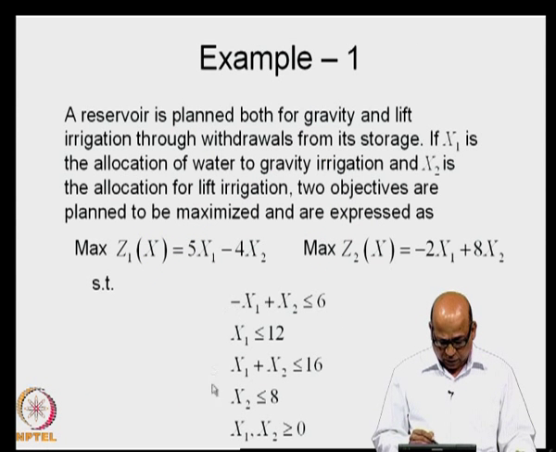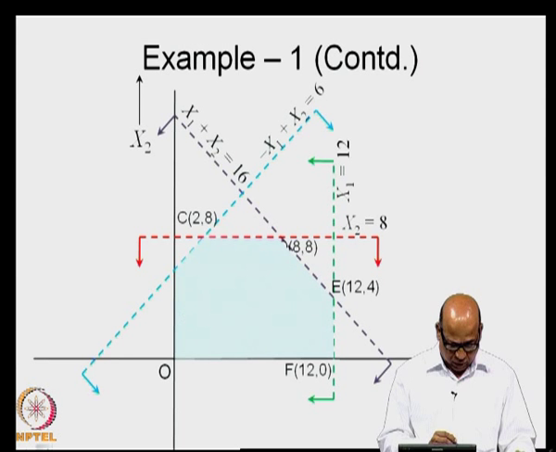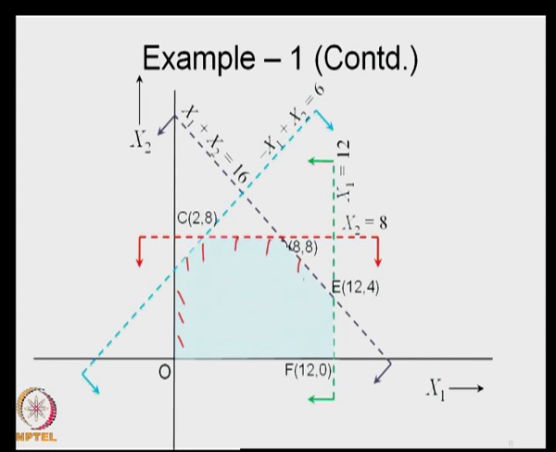If you look at the constraint set here, you also look at the objective functions and the constraint sets. The constraint sets are all linear functions of the two decision variables x1 and x2, and based on that you define your feasible space. So, this becomes the feasible space. So, you have the corner points: this is 0 0, this is 12 0, this is 12 4, 8 8 and 2 8.